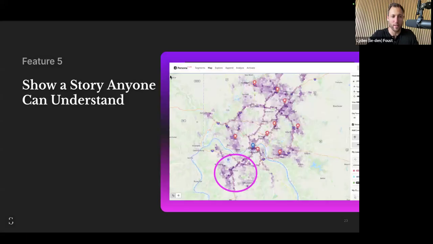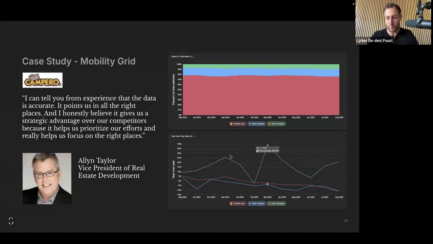And then five, this is kind of the qualitative one. You can show a story anybody can understand, just like we did with Crumbl Cookies. There's a spot right here in Florence and Independence, Kentucky. That would be an awesome opportunity for Crumbl Cookies. Before, this was very hard, especially depending on who you're presenting this to. Now it's pretty instant where you can see and understand the map. So I want to do two case studies here before we get into the offer.